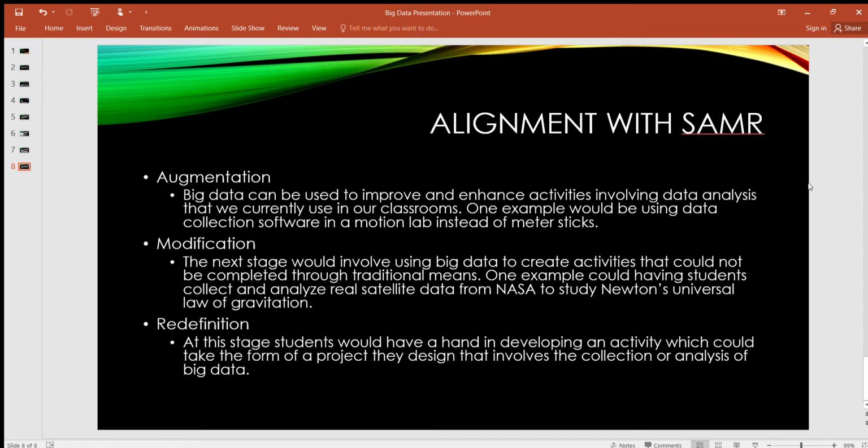Modification would be taking an existing activity and changing the inherent goals of that activity. So one example could be having students collect and analyze actual satellite data from NASA in order to study Newton's universal law of gravitation. And then the last one, redefinition, is sort of the overarching goal or the end goal. At this stage, students would have a hand in developing the activity, and it would be something like a project that students design that deals with big data.